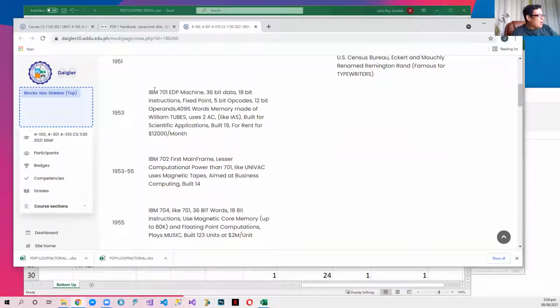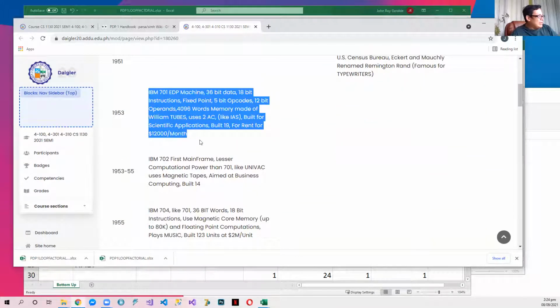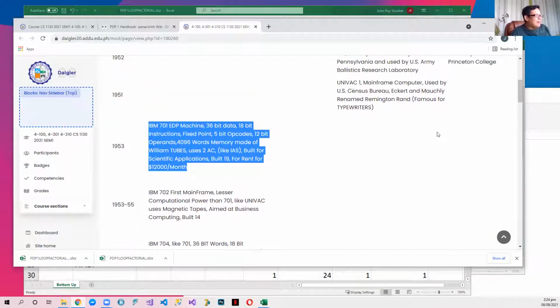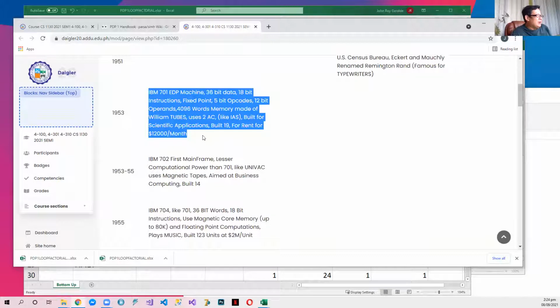And you may ask, what happened to IBM? Why is it producing a lot of machines? Look at that, no? In 1953, right after the release of IAS, IBM produced a computer very similar to IAS.